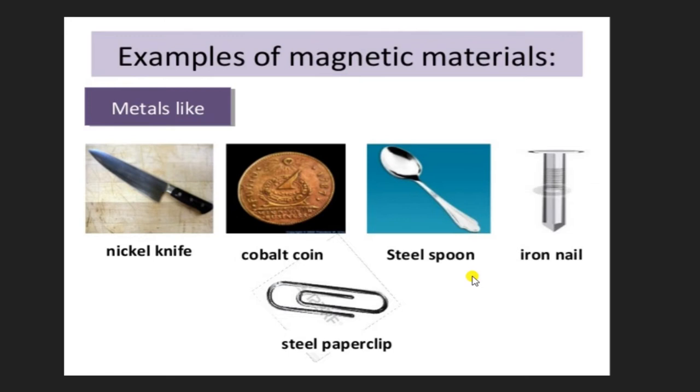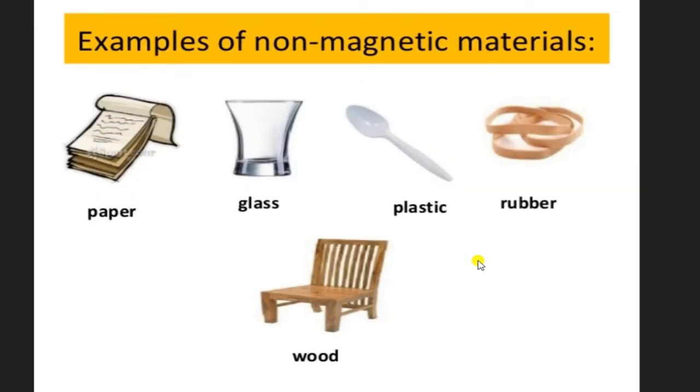On the other side, there are non-magnetic substances also. Examples of non-magnetic materials, as you can see here, are paper, glass, plastic, rubber, wood, and some more materials which do not get attracted by magnets. So on the basis of the attracting property, materials are divided into two: magnetic substances and non-magnetic substances.